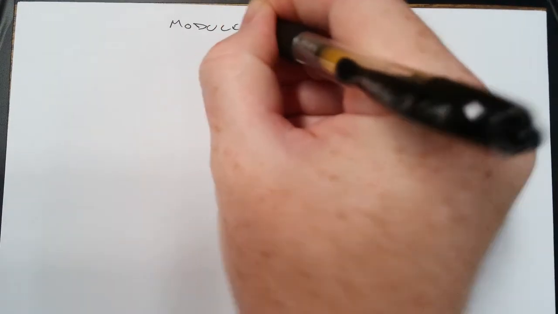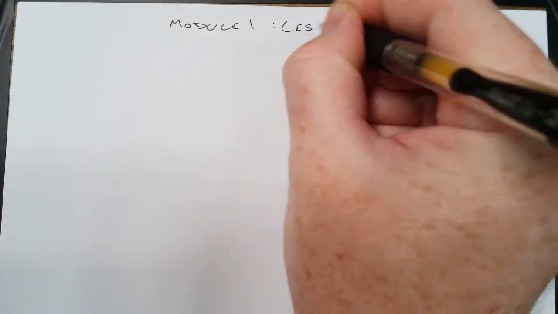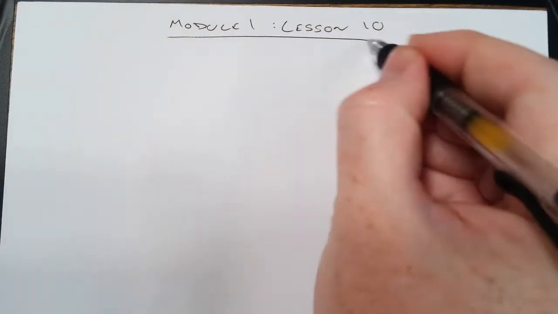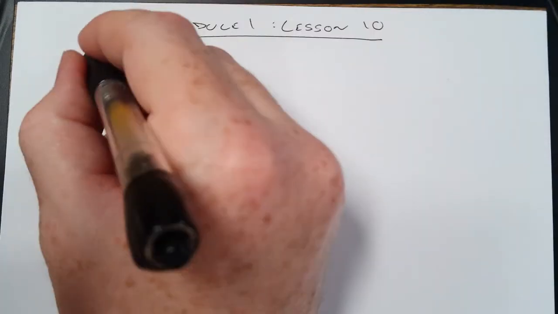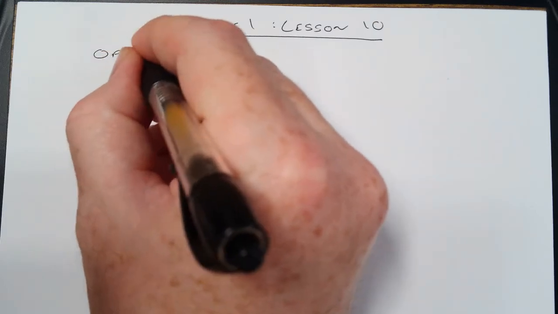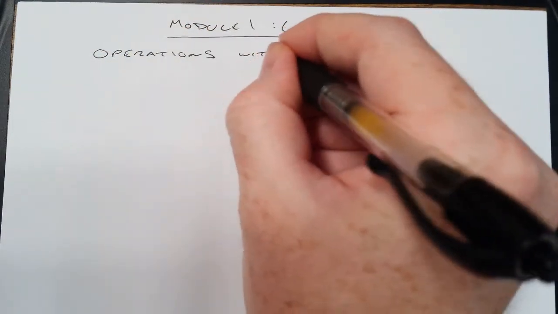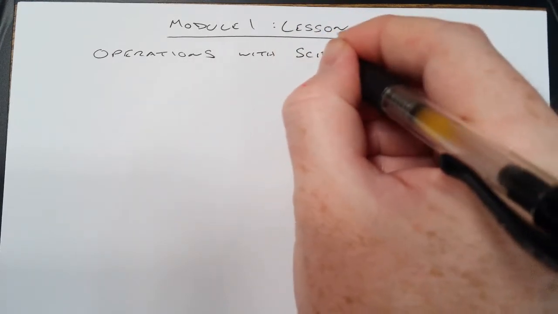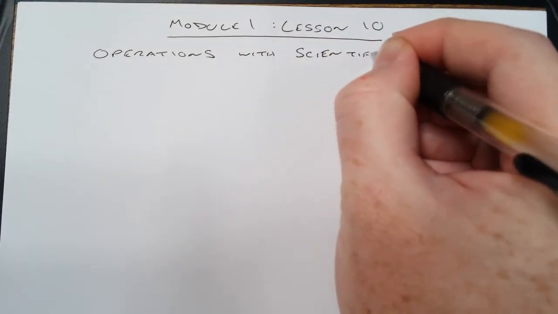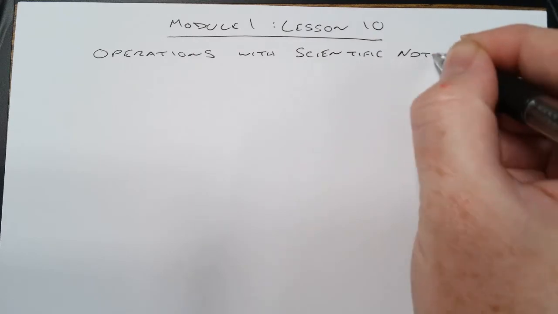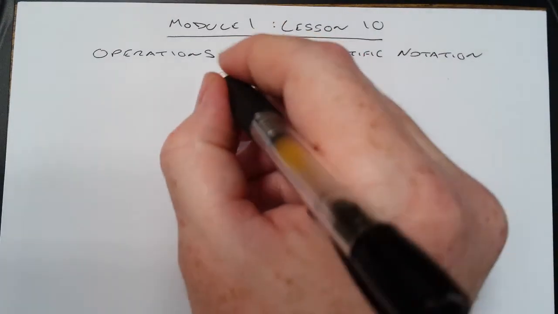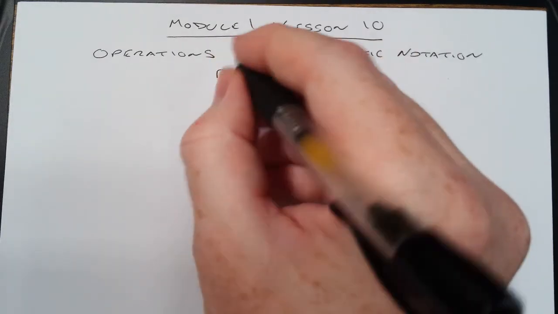This time it's module 1, lesson 10. We're still working on scientific notation. This time we're talking about operations with scientific notation. By operations, I mean the 4 basic mathematical operations: add, subtract, multiply, and divide.